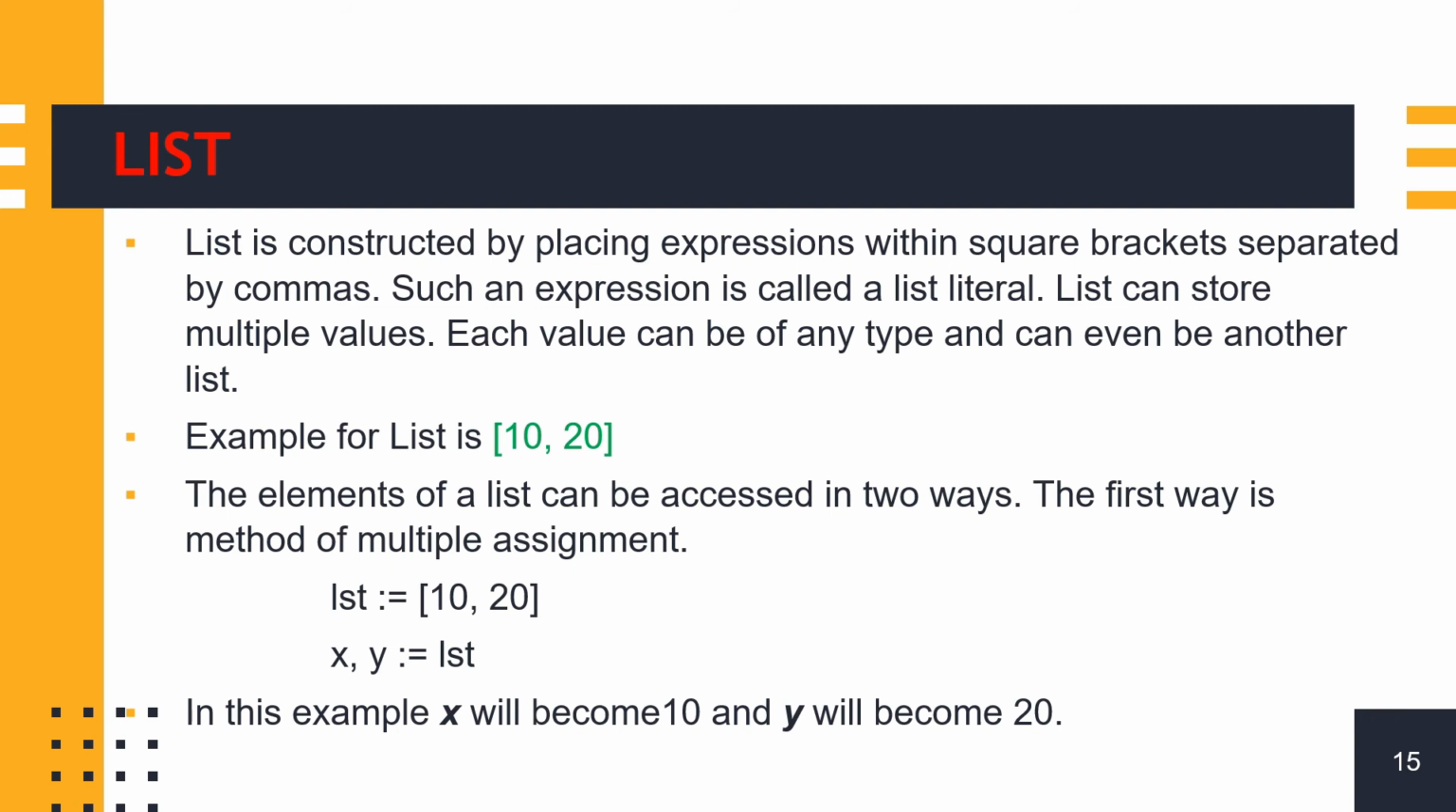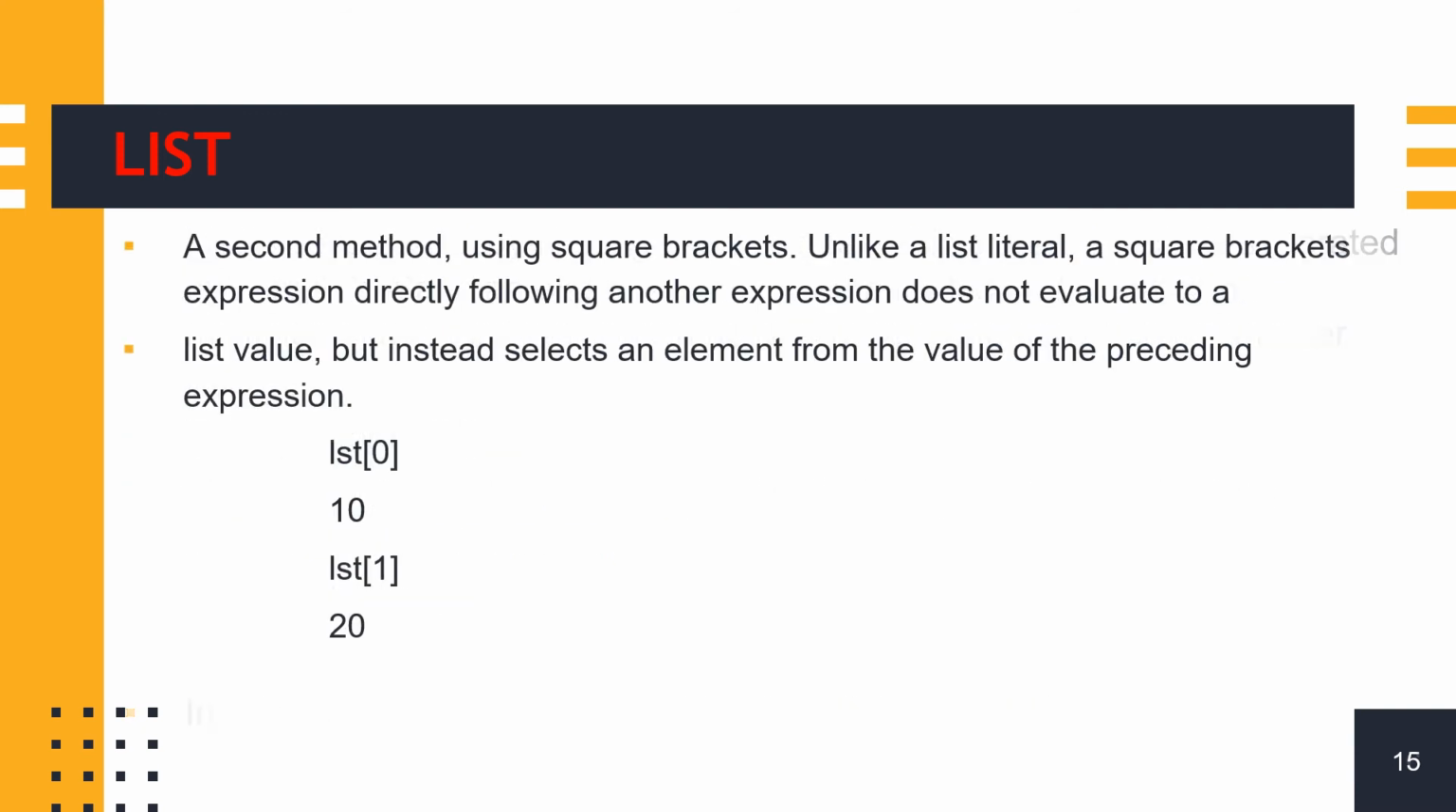The elements of a list can be accessed in two ways. The first way is the method of multiple assignment. Here, list equals [10, 20], x, y equals list. In this example, x will become 10 and y will become 20, right? Now, a second method uses the square brackets. Unlike a list literal, a square brackets expression directly following another expression does not evaluate to a list value, but instead selects an element from the value of the preceding expression. First, here list[0] is 10, list[1] is 20, right?